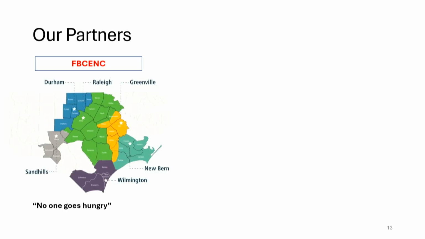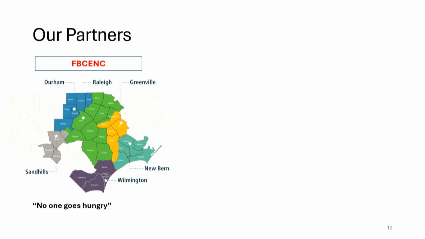Now let's talk in more detail about the structure of our particular partners, as a way for you to understand the differences between the food banks. We'll first talk about the Food Bank of Central and Eastern North Carolina, which we abbreviate FBC-NC. You can see here their vision is that no one goes hungry. They serve 34 counties within the central and eastern part of the state. Several of those counties are on the coast, around the Wilmington and New Bern area.